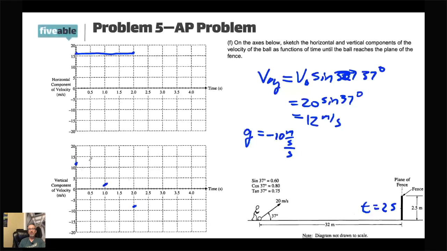The slope of this line, coincidentally, is the acceleration due to gravity. You'll notice that it is a slope of negative 10 meters per second per second. So that is really the end of this problem. And that is the end of kind of what I've got for everybody.